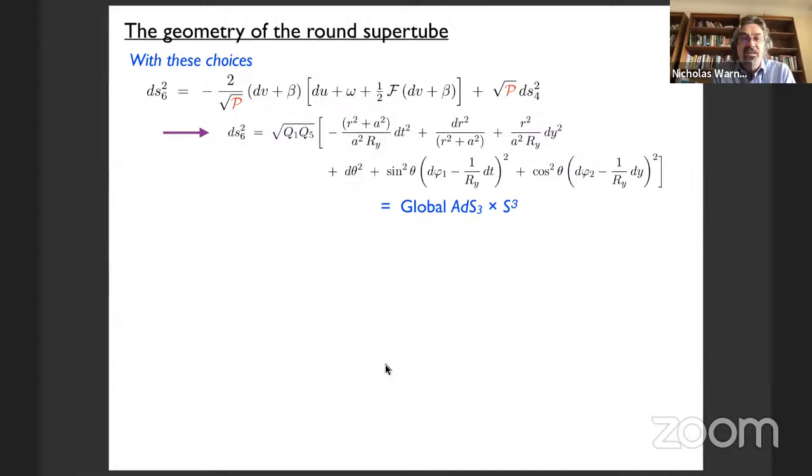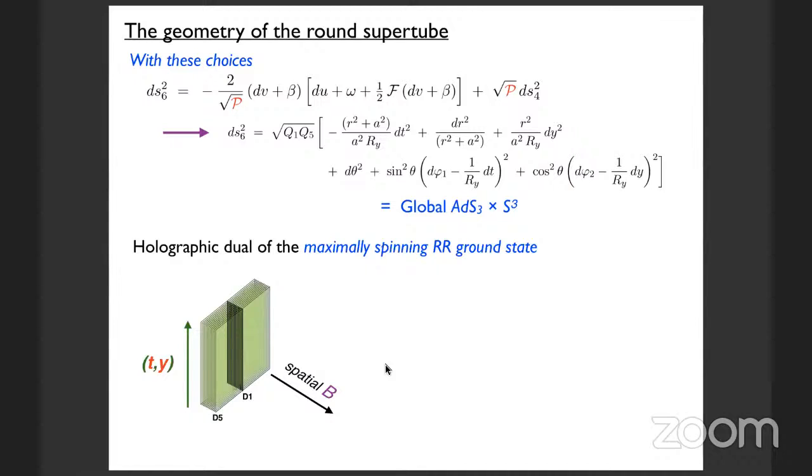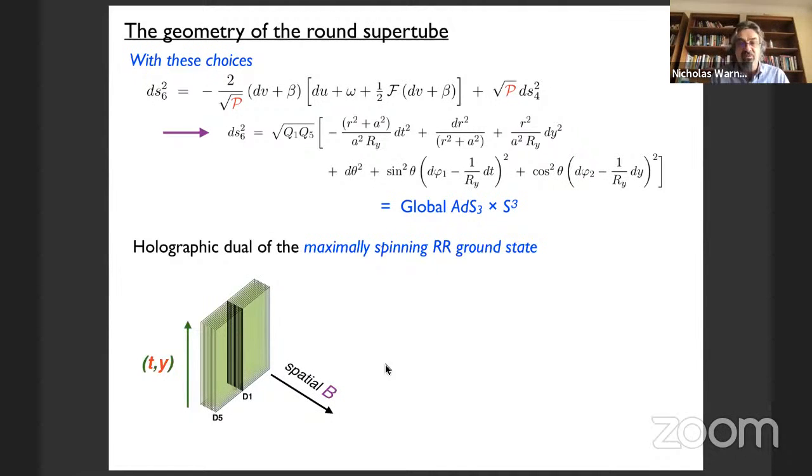He said, look, if you take the D1-D5 system, add a Kaluza-Klein monopole, and the right amount of angular momentum, and choose the parameters in the right way, you wind up with a beautiful, smooth geometry. And in particular, this thing is the holographic dual of the maximally spinning Ramond-Ramond ground state of this D1-D5 CFT. I'm only going to allude briefly to the conformal field theory as we go. But this is the vacuum state that we're going to start with.